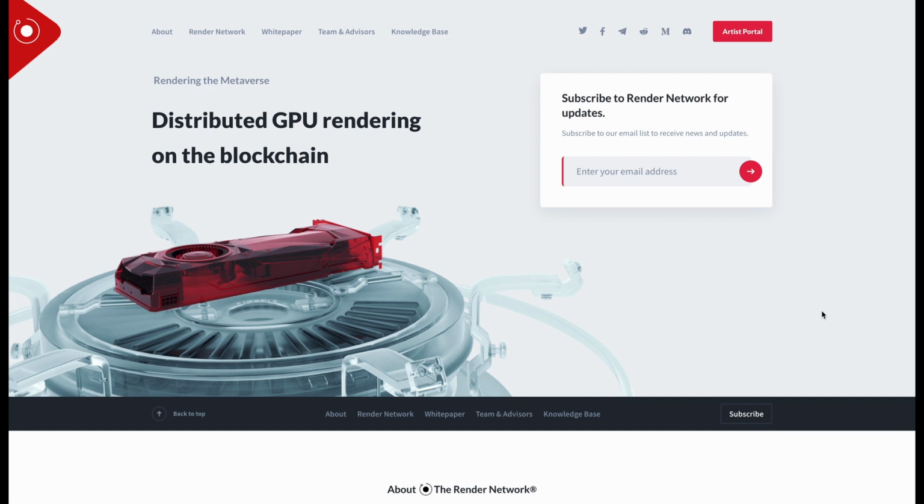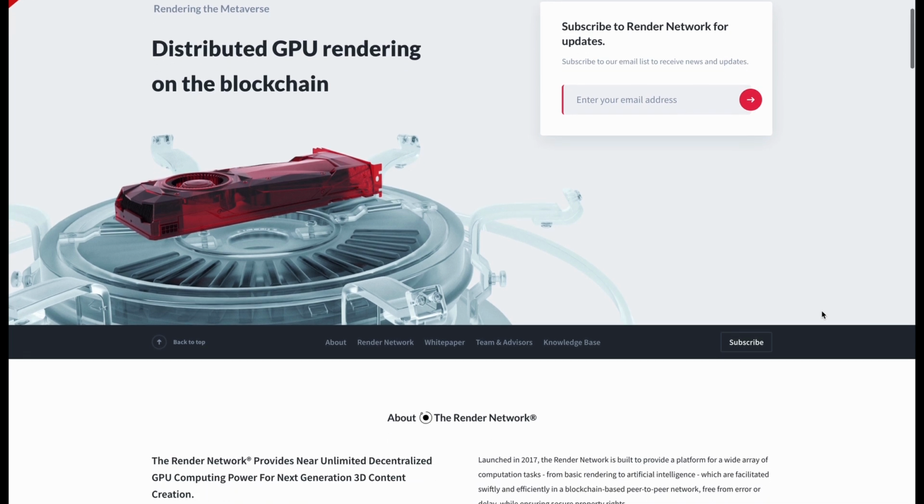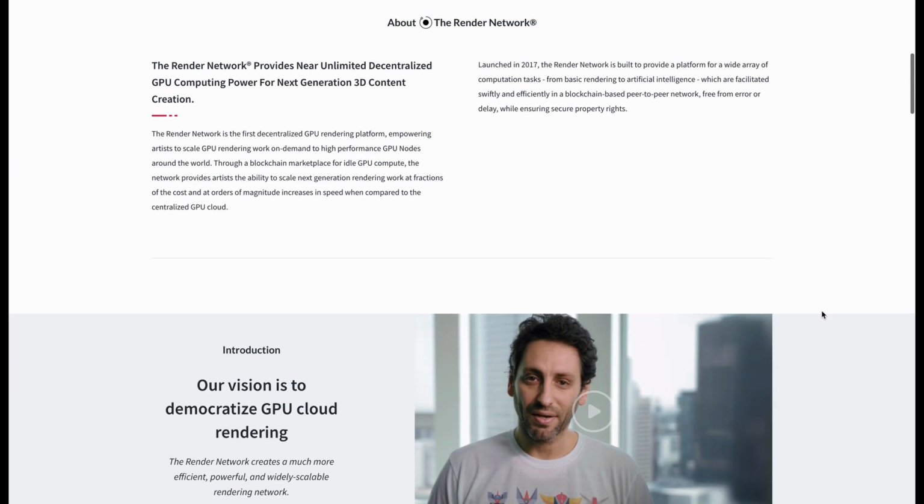What is Render token? Render seeks to address the computationally intensive nature of rendering high quality graphics such as those used in animation, visual effects, and 3D content creation. The project envisions a decentralized network where users can contribute their idle computing power to render complex graphics in exchange for Render tokens as rewards. Here's a basic outline of how Render works.